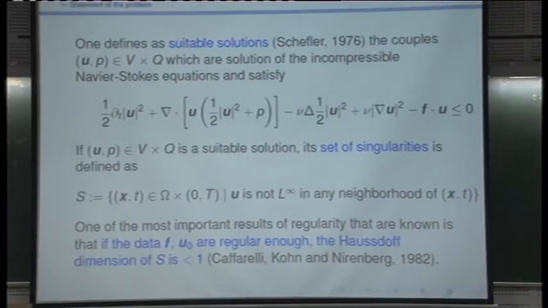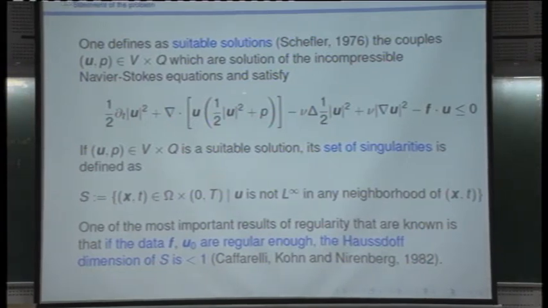That's the idea. So based on this concept, Scheffer, not that long ago, 40 years ago, defined the concept of suitable solutions. What is a suitable solution? A suitable solution is one that satisfies this inequality. Of all the possible solutions, because we know existence but not uniqueness, we consider those that satisfy this inequality. Why? Because this is in fact a sort of entropy inequality.